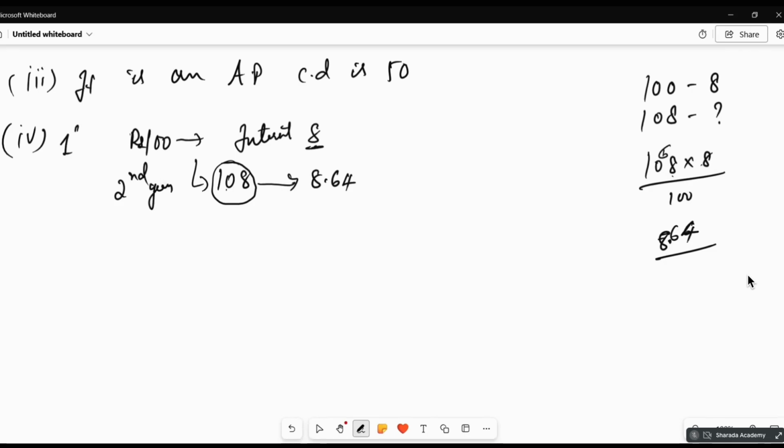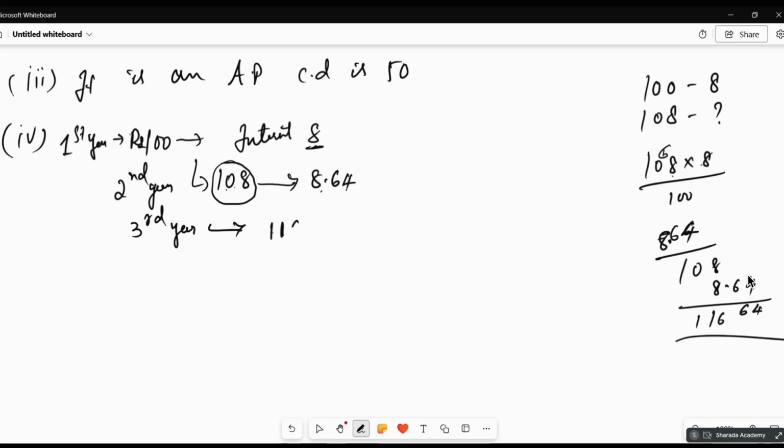For the first year, he pays this much. Third year, he pays the interest for these two together. That is 108 plus 8.64. So your principal will become 116.64. For this, he will pay the interest. So here naturally it will be more. Every time he is not paying a constant interest, he will keep on paying more. So that's why compound interest is not an AP. Common difference is not the same. Whereas simple interest is an AP.